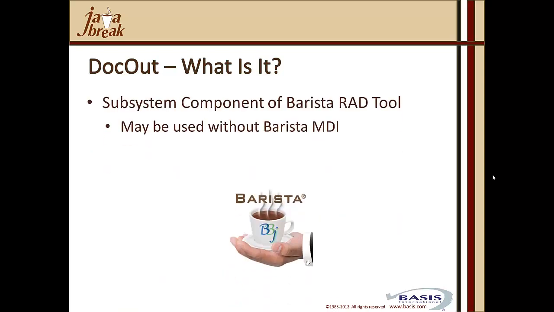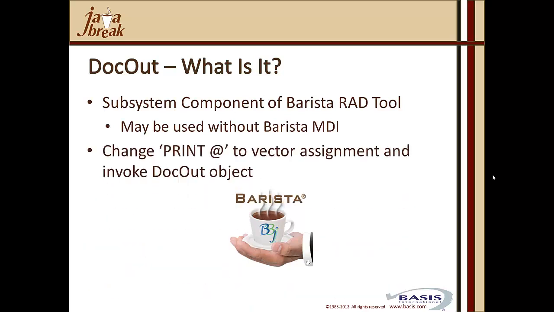DocOut is really a subsystem component of the Barista Rapid Application Development tool, but it can be used without the Barista MDI. So you can change all your print at statements to vector assignment and invoke the DocOut object. So you're essentially taking advantage of the document output subsystem that ships with Barista without the overhead of the Barista interface. Now, in a previous Java break session, I might have suggested that this was totally trivial insofar as you didn't have to write any code. Of course, you do have to write some code, but it is still pretty trivial, as you'll see when we look at the code after the demonstration.